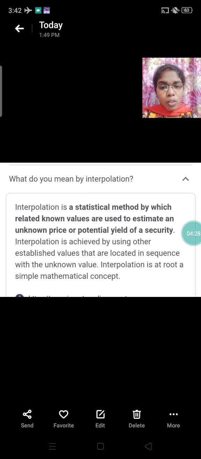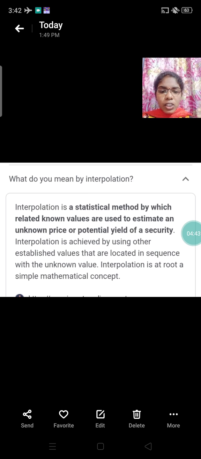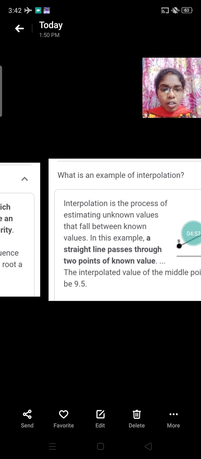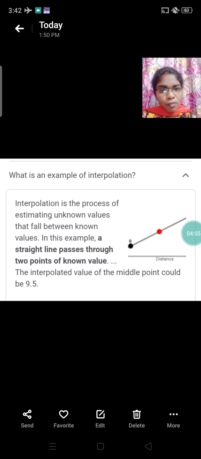The meaning of interpolation is a statistical method by which related known values are used to estimate an unknown price or potential yield of a security. Interpolation is achieved by using other established values that are located in sequence with the unknown values. Interpolation is a truly simple mathematical concept. An example of interpolation is the process of estimating unknown values that fall between known values.